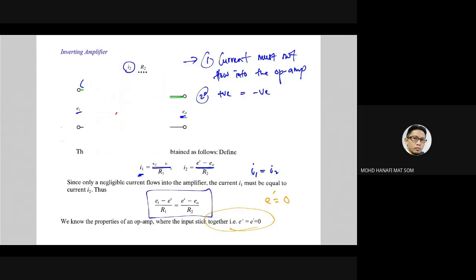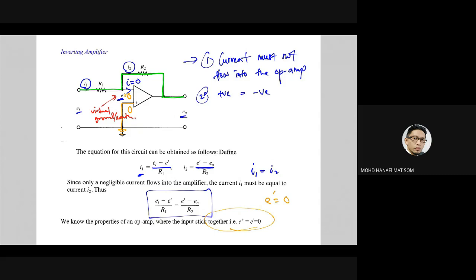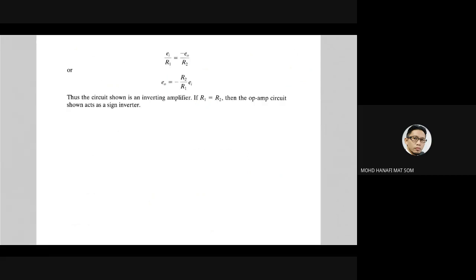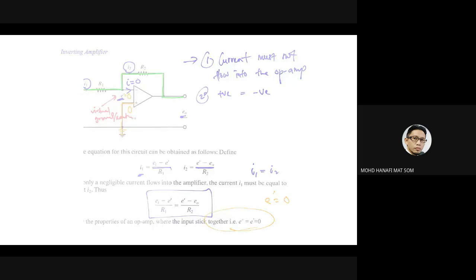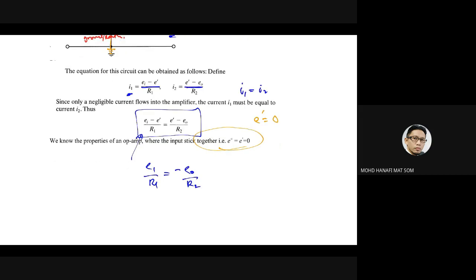Or virtual earth, either one. Virtual ground. Okay. So we can say that using this equation, we put in E prime equals 0. What we have is EI over R1 equals negative E naught over R2. So our transfer function, output over input, is E naught over EI.